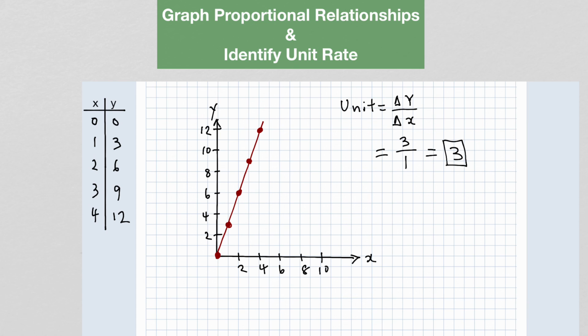And we also see that this line passes through the origin. So that tells us that it is also proportional. Again, if it does not pass through the origin, if it passes through anywhere else but the origin, then it is not proportional.